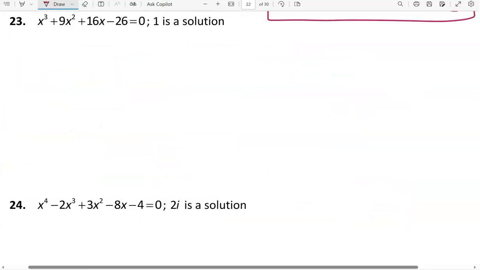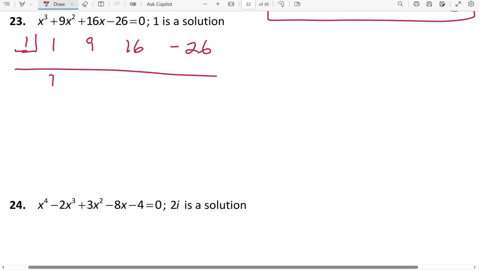In 23, we have one given solution. If x equals 1 is a solution, then x minus 1 is a factor. So we can divide by x minus 1 into 1x cubed plus 9x squared plus 16x minus 26.